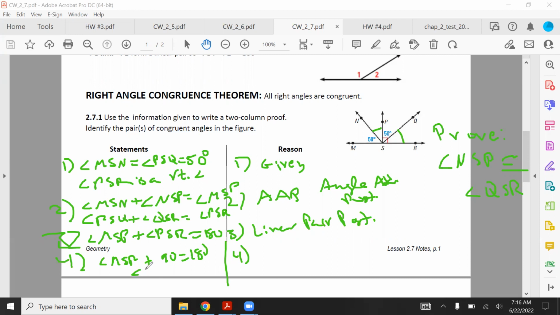And so then angle MSP is 90 degrees. So that's substitution, and also the subtraction property of equality.